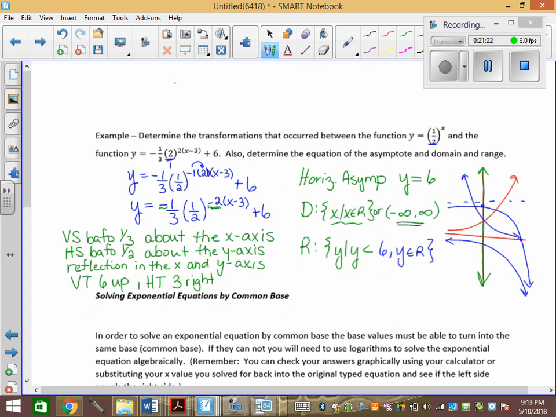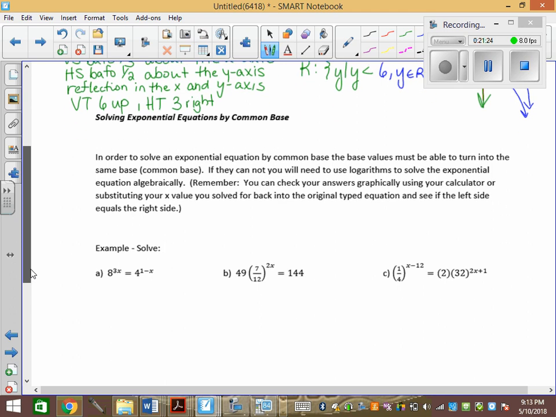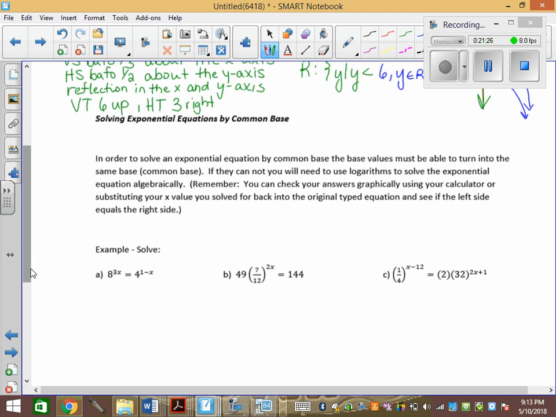Then we did word problems. Oh, sorry. We didn't do word problems next. We did solving by common base. Then we did word problems. So in order to solve an exponential equation by common base, the base values must be able to turn into the same base, common base. If they cannot, you will need to use logarithms to solve the exponential equation algebraically.